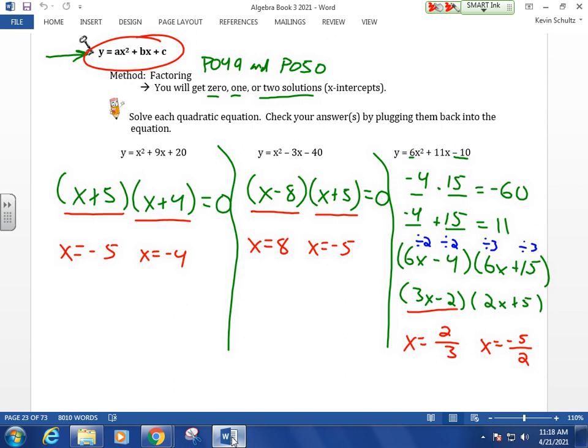What would it mean if an equation such as this is prime, meaning you can't factor it? Does it mean it's not a parabola? No. Alex? It means it's the potential for a no solution parabola, or if it's not factorable, then we've got a method coming up in PO59 called the quadratic formula.